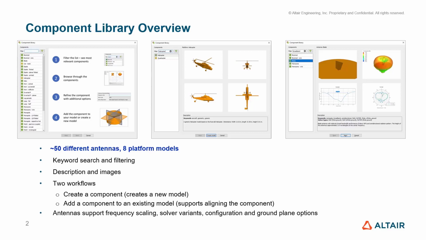Bringing the antennas into CADFEKO takes just two to three steps. With a couple of clicks, the desired antenna that is available in the library can be brought into CADFEKO. The antennas support frequency scaling, variants, configurations, and ground plane options. All these things are supported in this component library feature.